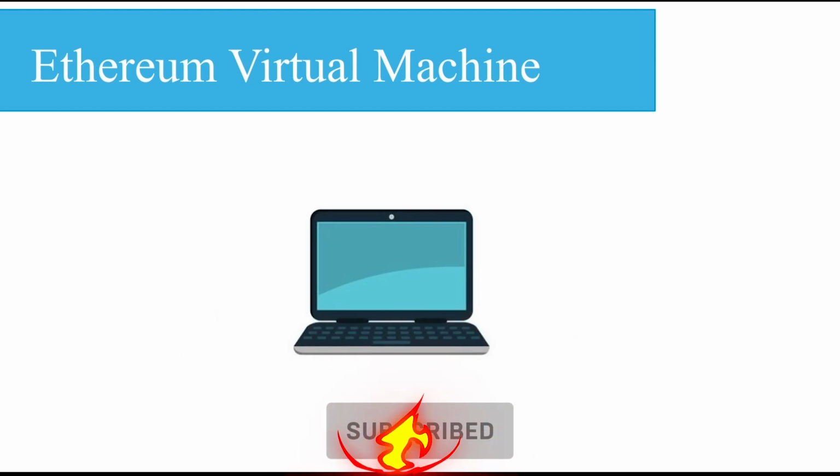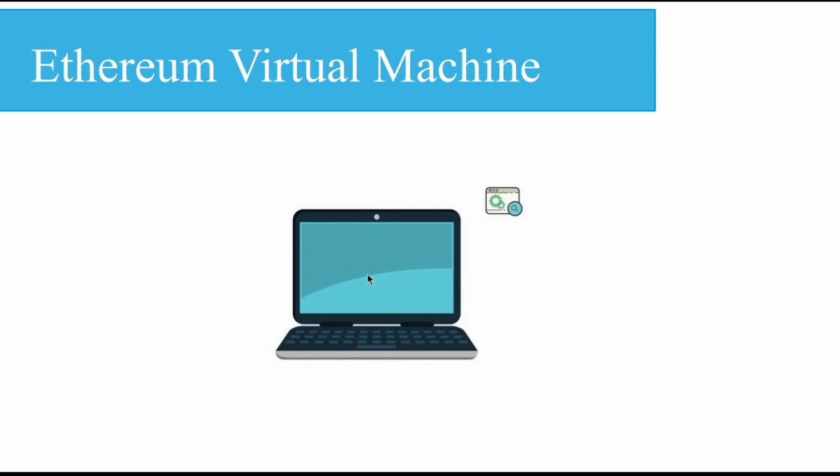Instead of running this decentralized application directly on our system, we install an Ethereum virtual machine on our system. And we run this decentralized application on top of our Ethereum virtual machine, not on our system. So when the decentralized application runs on our Ethereum virtual machine, it cannot harm our system in any way. It cannot touch our hardware or something like that. So your system is totally safe. Now this is the power of Ethereum virtual machine.